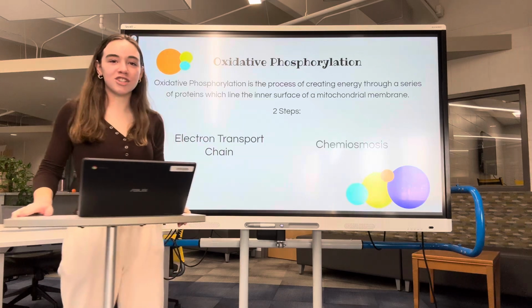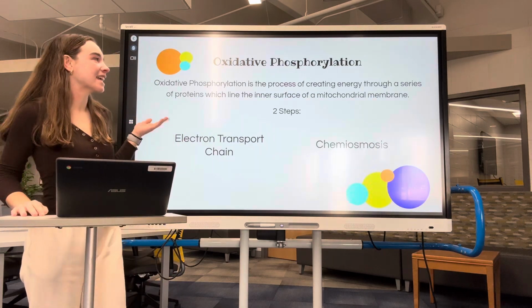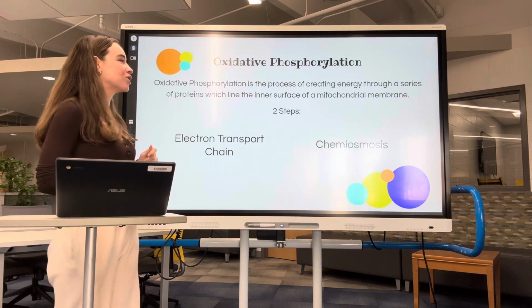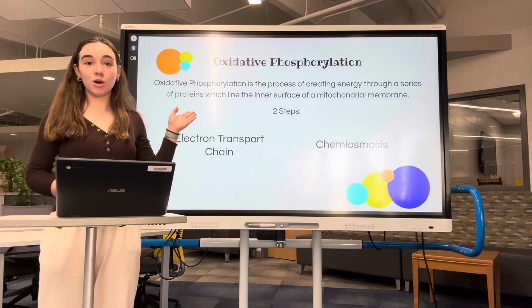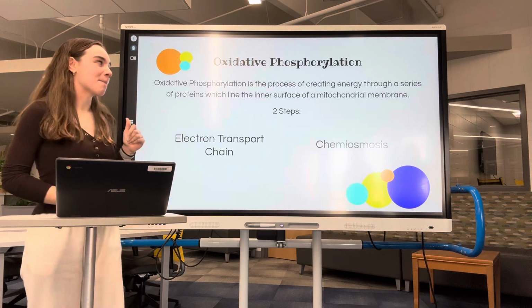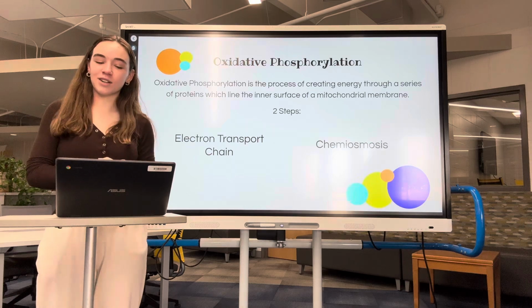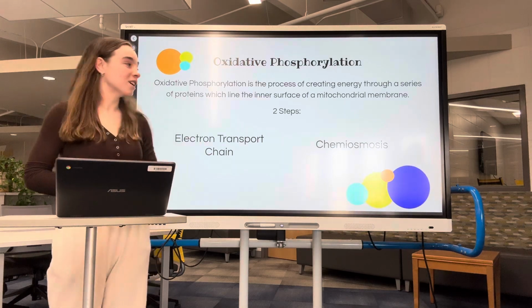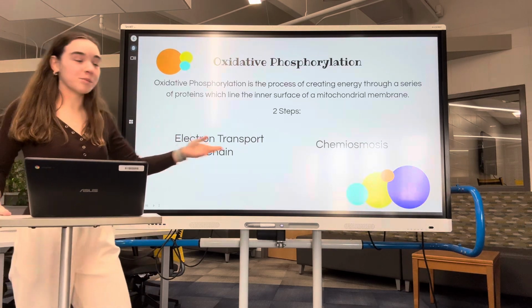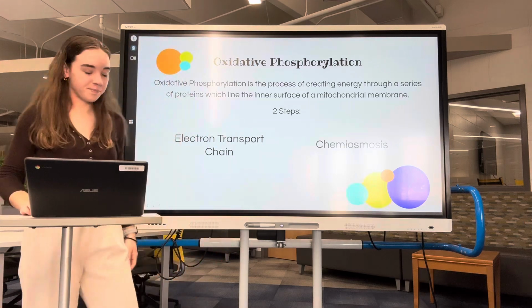Oxidative phosphorylation is the long way of saying that it's the process that creates energy through a series of proteins which line the inner membrane of the mitochondria. So in oxidative phosphorylation, there are 2 steps. We have the electron transport chain and we have chemiosmosis.